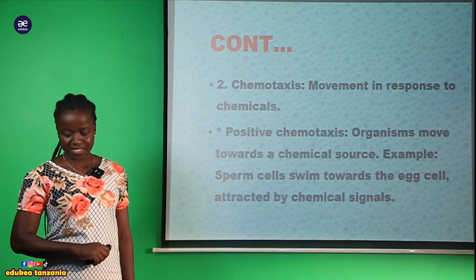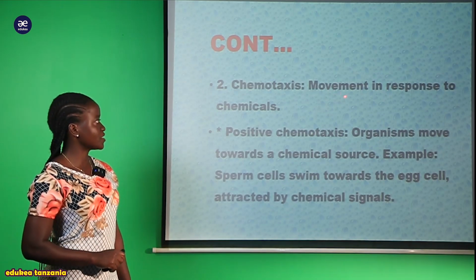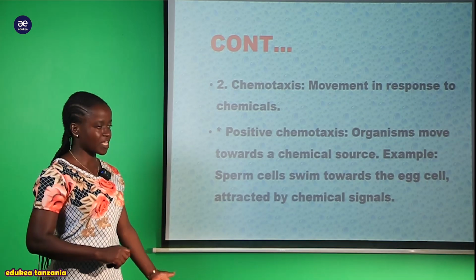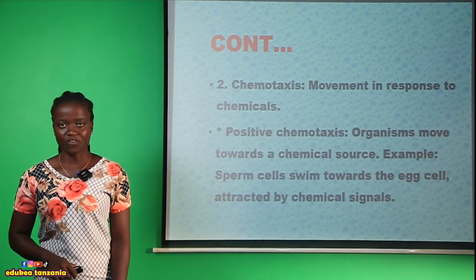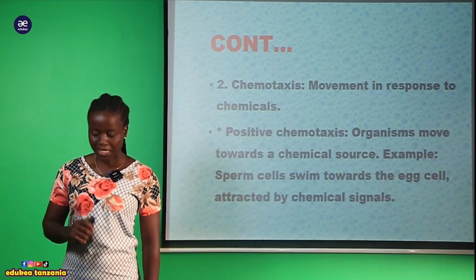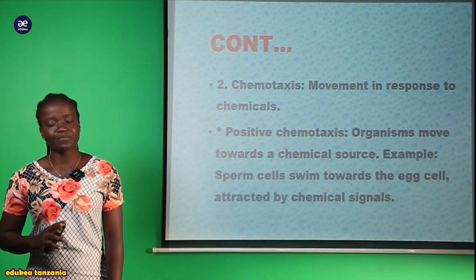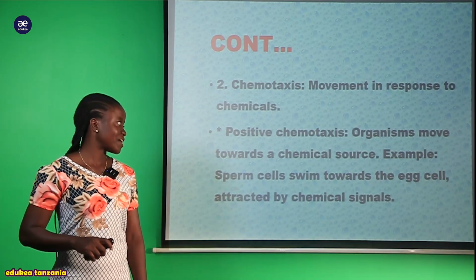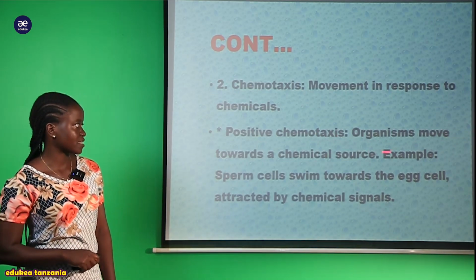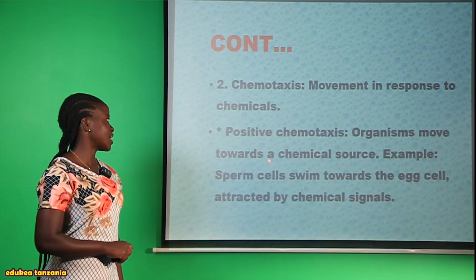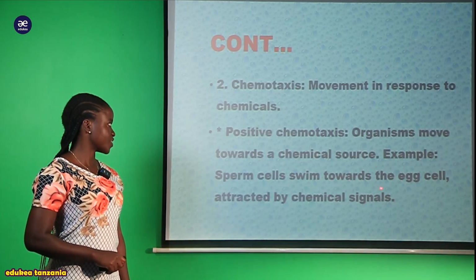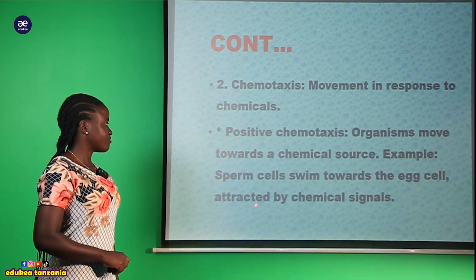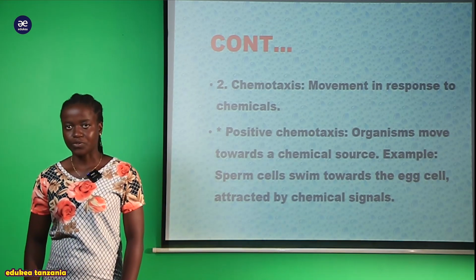On the chemotaxis, this chemotaxis is the movement in response to chemicals. So here hapa ni movement of an organism in response to chemicals. We have also 2 types of chemotaxis. And the first one, it is called the positive chemotaxis, whereby an organism moves towards the chemical sources. For example, the sperm swim towards the egg cell attracted by chemical signals.